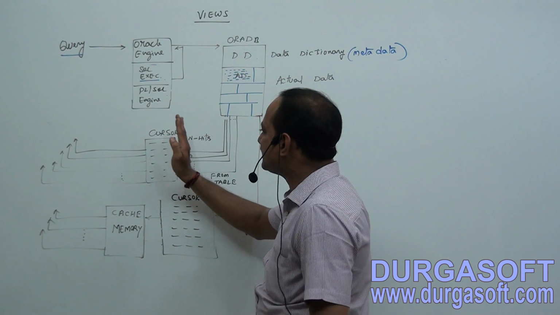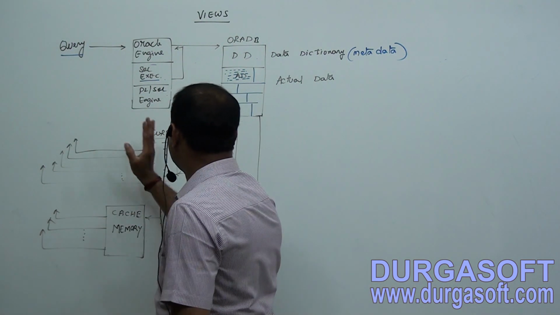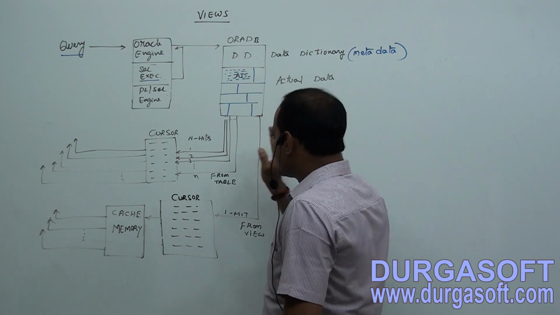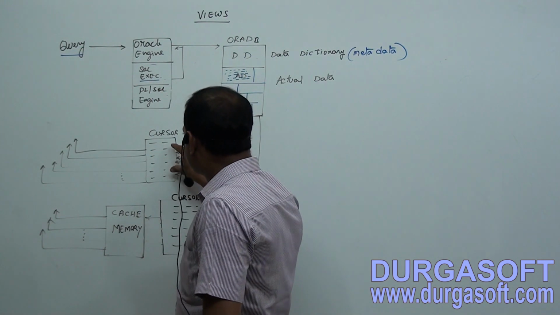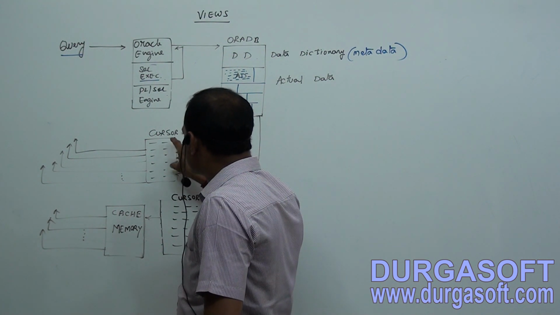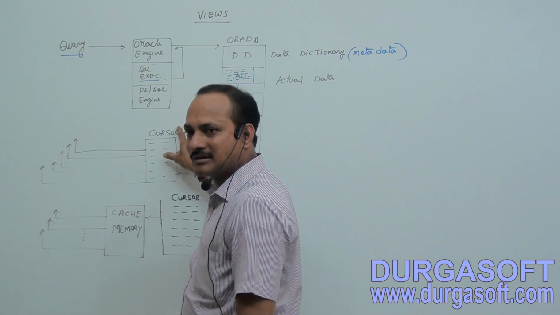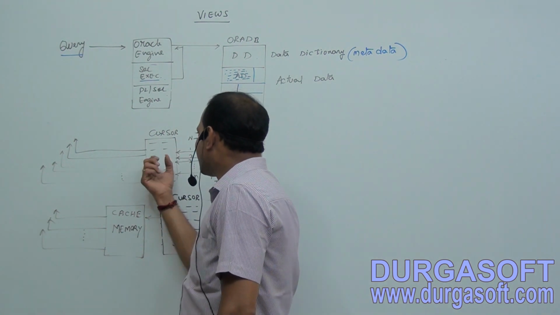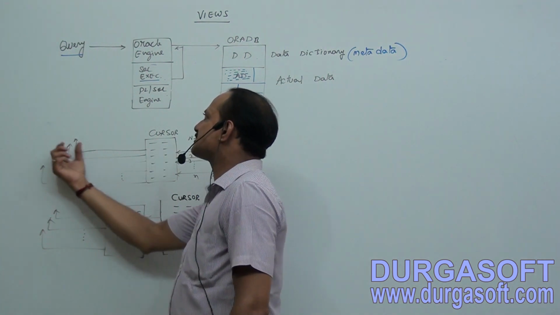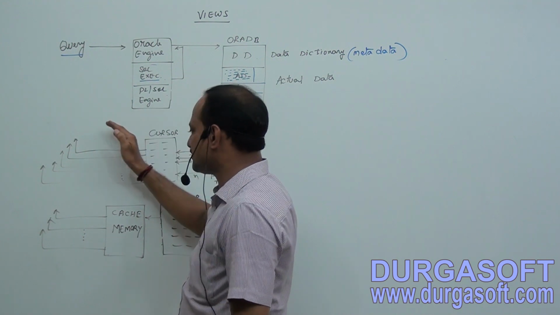And before displaying the actual data to the client, this part is called the client and this part is called the server. So before displaying data to the client, it will make intermediate operations in the cursor area. Cursor is a temporary memory area. We will discuss cursor in PL/SQL. From the cursor, the satisfied data will be displayed to the client. This is the actual process.